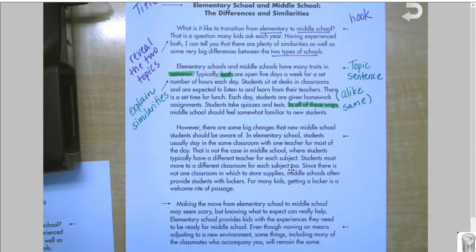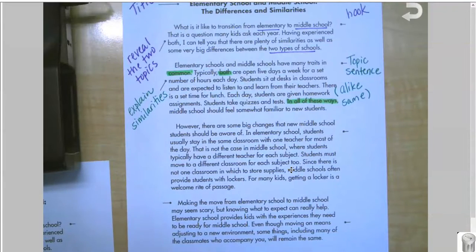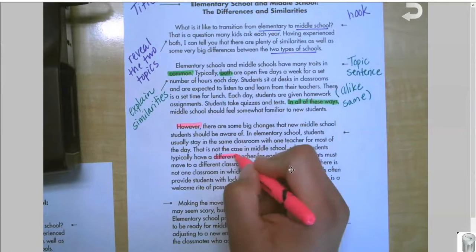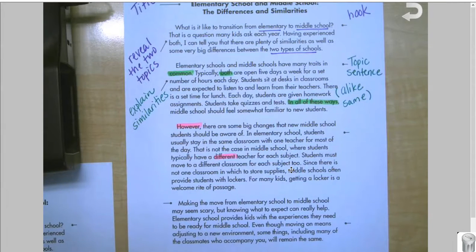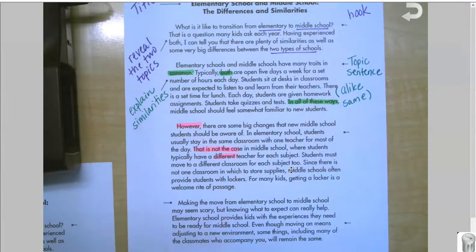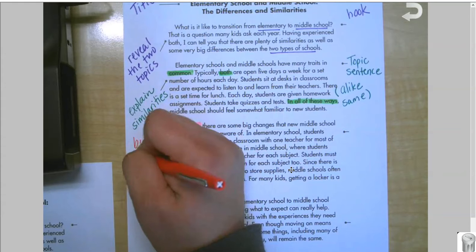So I'm sure you can see here that this paragraph is filled with words like however, words like different, maybe even a phrase like that is not the case. Okay. So those are some key words, along with words like but, or the fancy but, which is however.